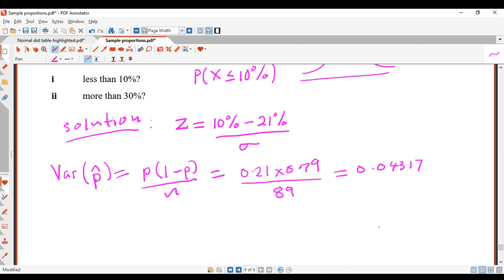Now, we need the standard deviation. Now, we know that the standard deviation squared is 0.04317. So we just have to take the square root of that to get the standard deviation. Okay, so it's going to give you approximately, so look, 0.21 times 0.79 divided by 89.